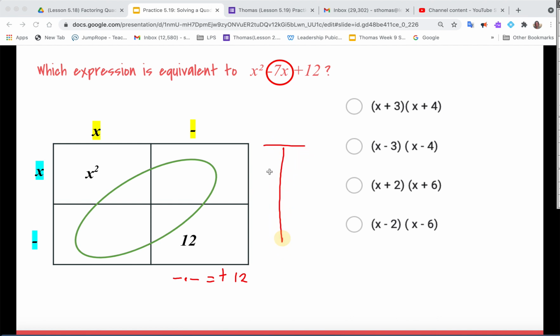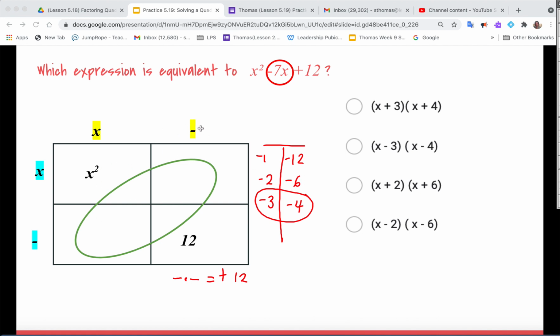And I love listing the factors. So it's negative 1 and negative 12, negative 2 and negative 6, negative 3 and negative 4. And then when we add them, which sum gives us a negative 7? It has to be negative 3 and negative 4. So what that means is that the factors that we're using are negative 3 and negative 4.